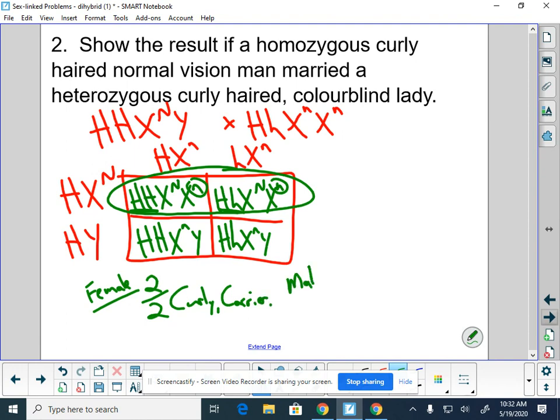For the males, we've got curly and curly, little n and a little n. So this time they're both going to be, so 2 out of 2 curly and colorblind.